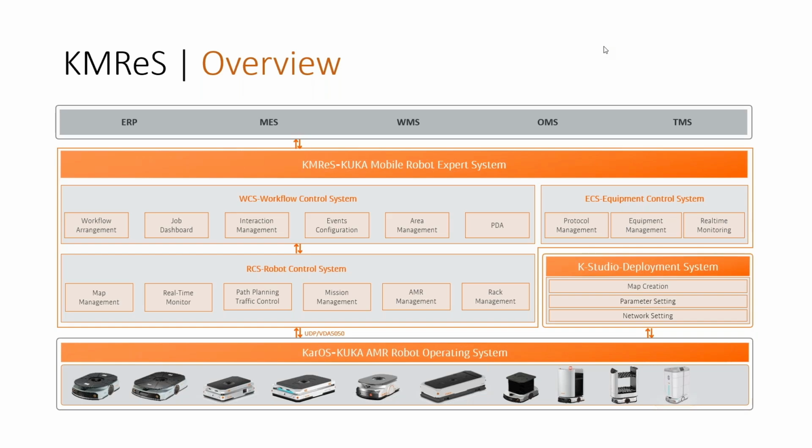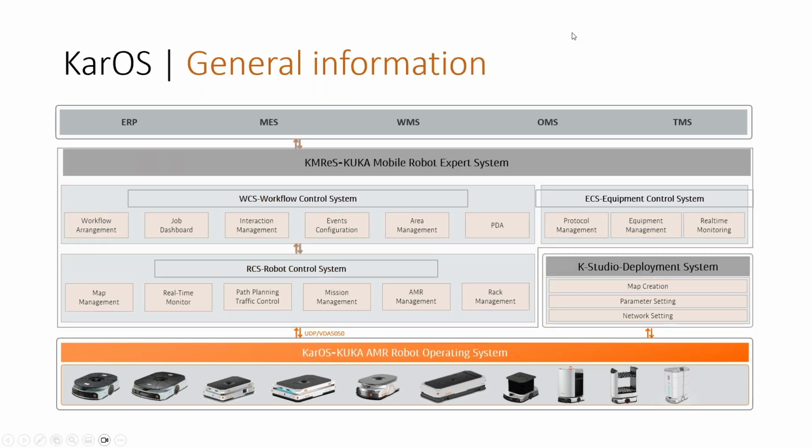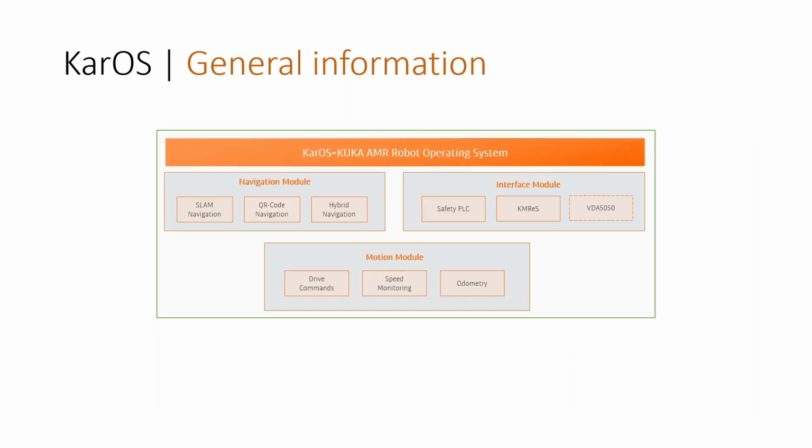So moving forward, we're going to talk about the KUKA to start. As I said, KUKA is the operating system that runs on the platforms themselves. In North America, we currently have two platforms, the KMP 600 and the KMP 1500 platforms, and the KMP 3000 will be coming early this year. All of these systems run on KMReS.